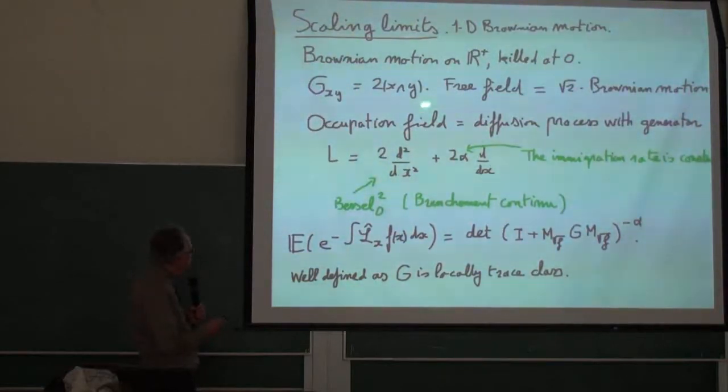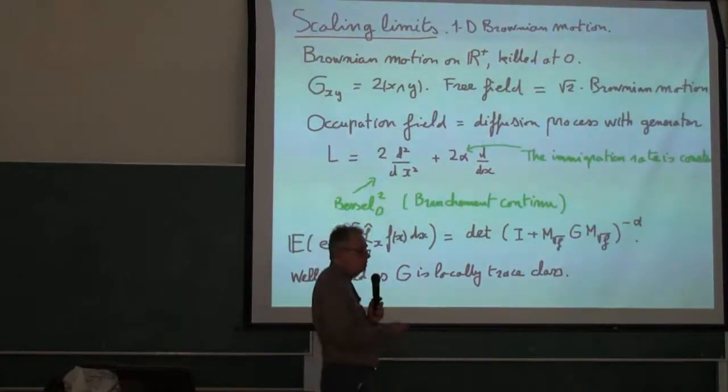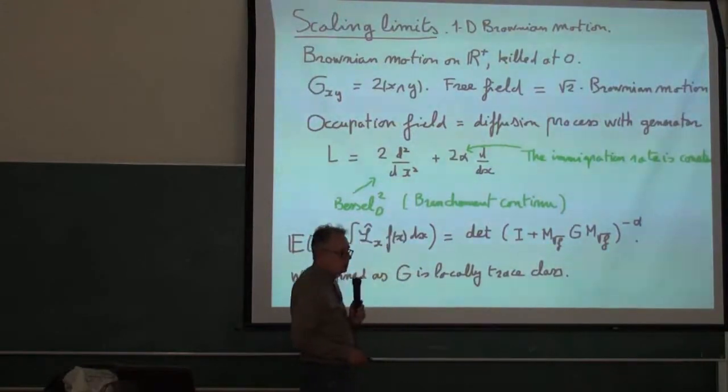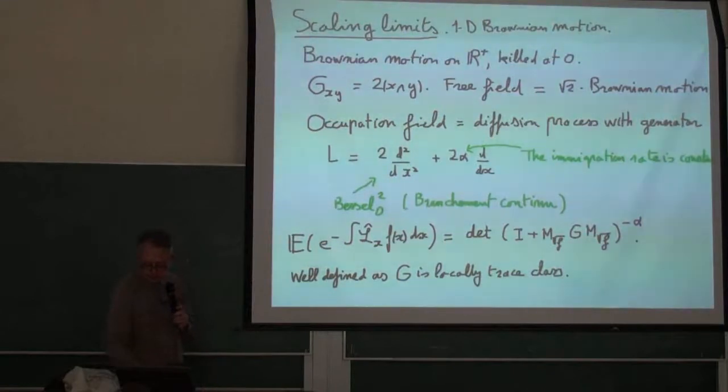When you do the scaling limit, namely you take Brownian motion killed at 0, this occupation field becomes a diffusion process with this generator. You see that the immigration rate becomes constant, and this is a classical continuous branching diffusion, Bessel zero squared generator. Then you can compute again the Laplace transform of this field as a determinant, but this now is a determinant of operators, and this makes sense because this kernel is locally trace class. This works because the Green function for Brownian motion doesn't explode on the diagonal. And this will not work in dimension 2, and we will see a bit later what has to be done in that case.